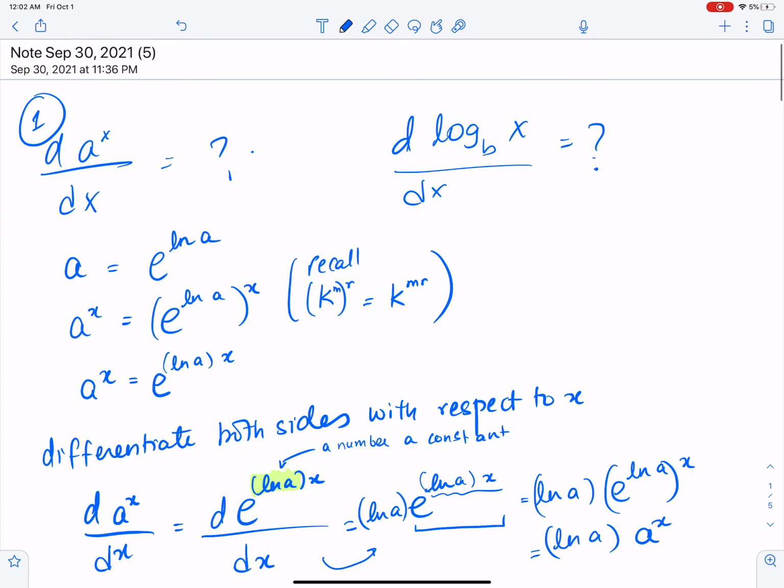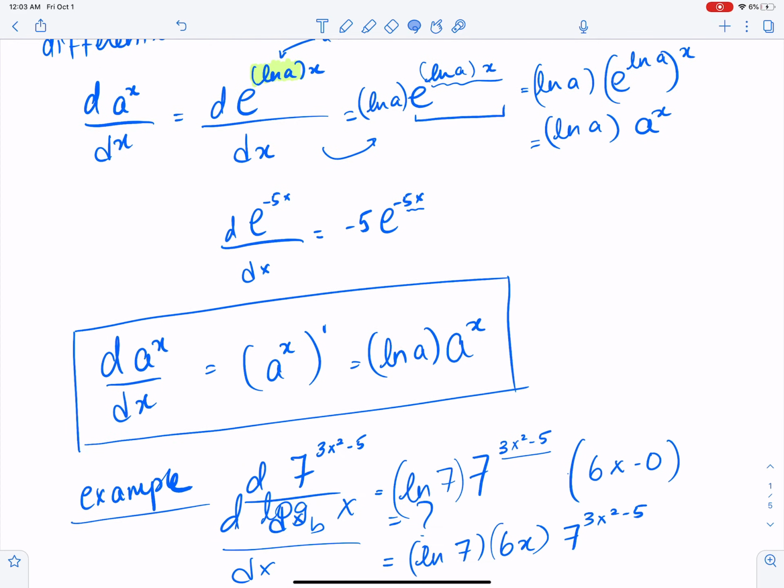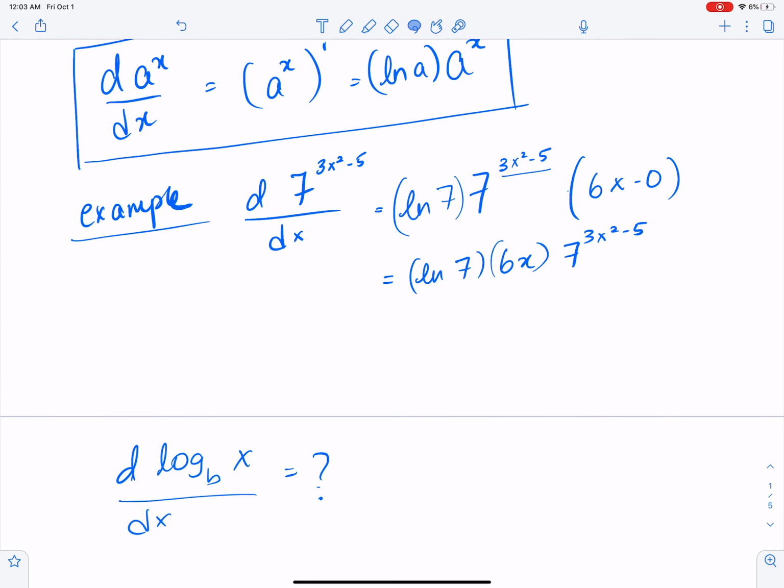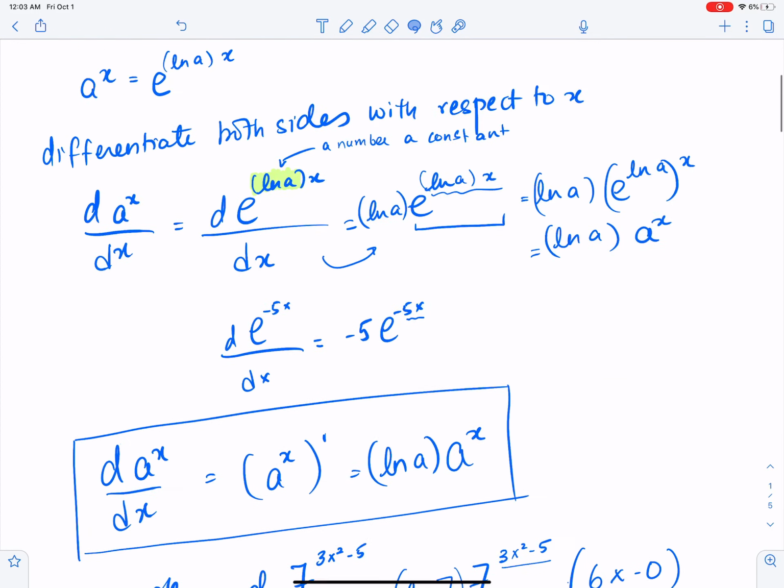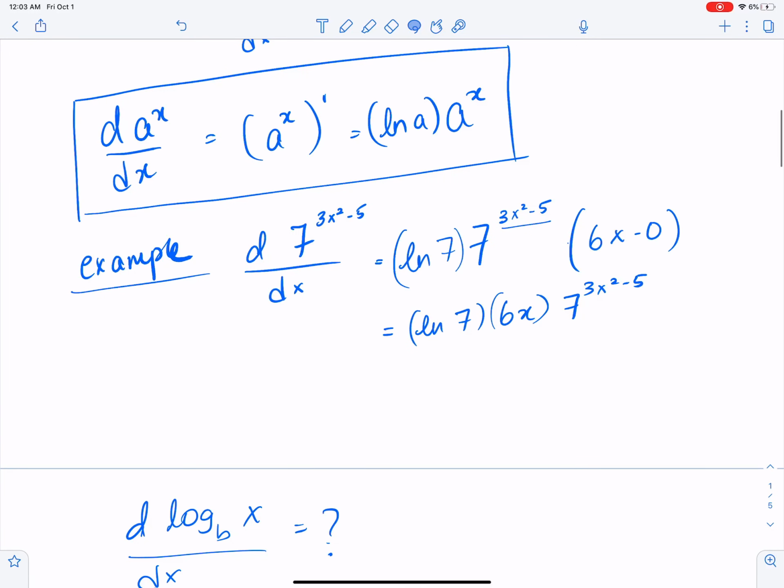Okay, the next thing we will do is look at the derivative of log x to a different base. Okay, and what is this?